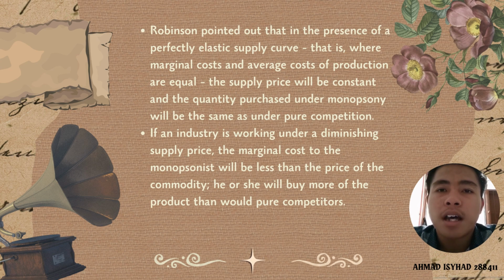Lastly, Robinson pointed out that in the presence of a perfectly elastic supply curve, that is, where marginal cost and average cost of production are equal, the supply price will be constant and the quantity purchased under monopsony will be the same as under pure competition. If an industry is working under a diminishing supply price, the marginal cost to the monopsonist will be less than the price of the commodity. He or she will buy more product than would pure competitors.